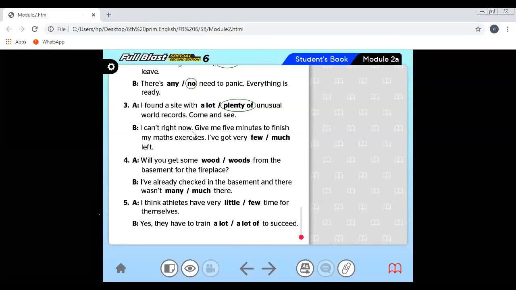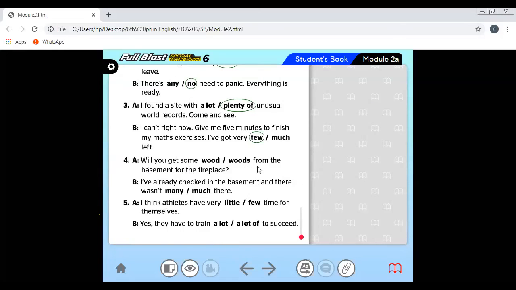I cannot write now. Give me 5 minutes to finish my math exercise. I have got very left. I'm talking about time, so I will use few. Much. It will be few. I can't right now. Give me 5 minutes. I'm talking about minutes, not time.